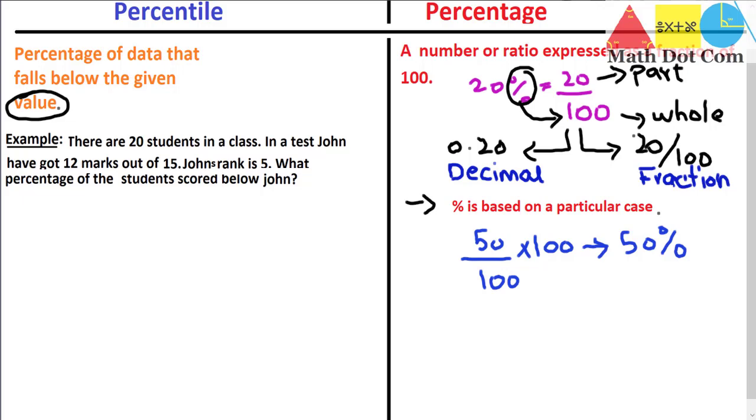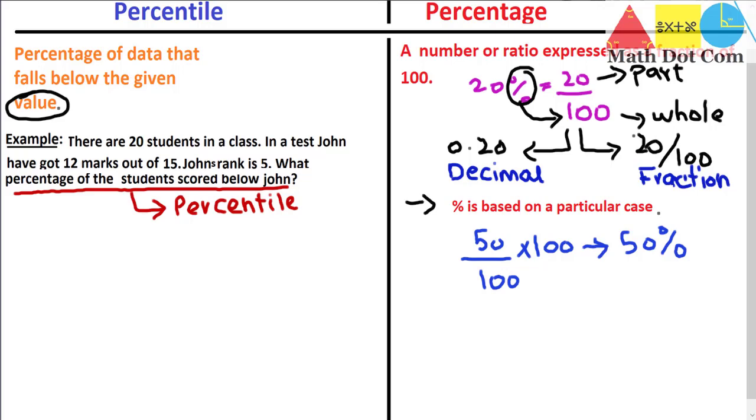So here comes the purpose of the percentile. When you need to find the percentage of the students, or whatever the population is, below a certain standard or value. So here we have: what percentage of the students scored below John? This is called percentile. So it means you are going to find the percentile here. So how to find the percentile? We have two different methods of finding the percentile.